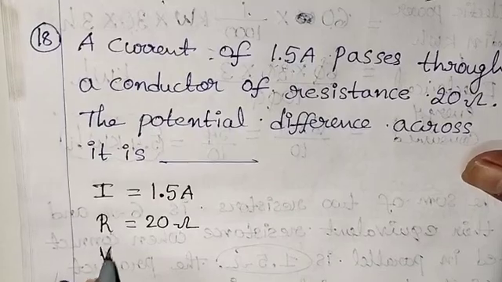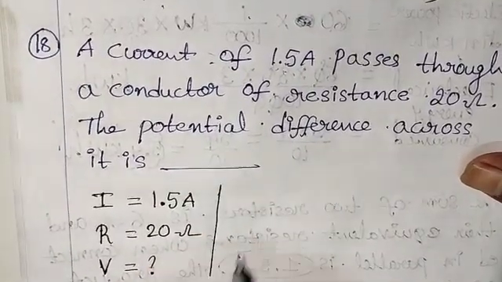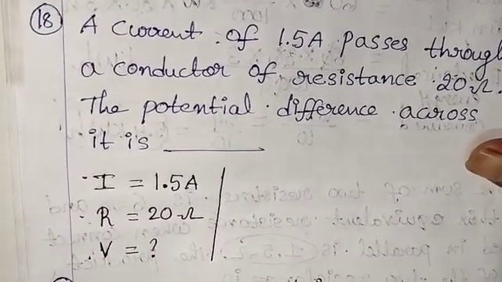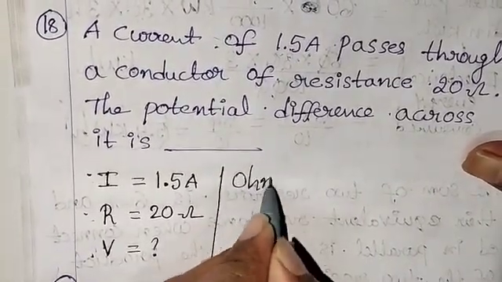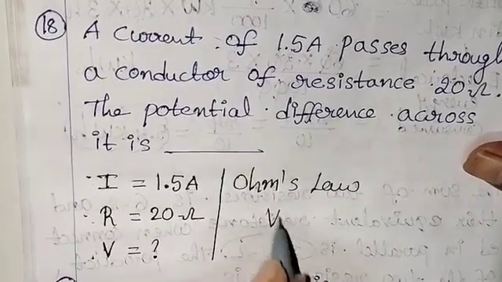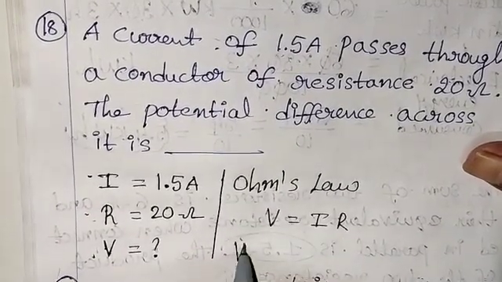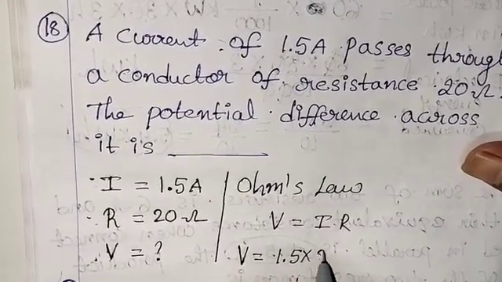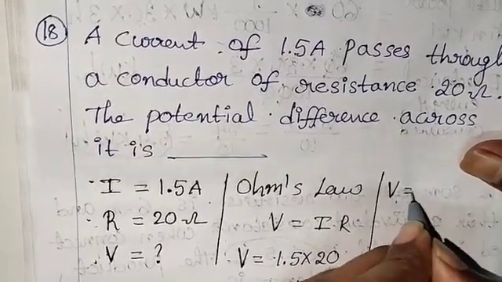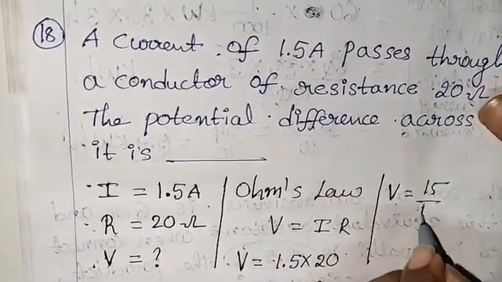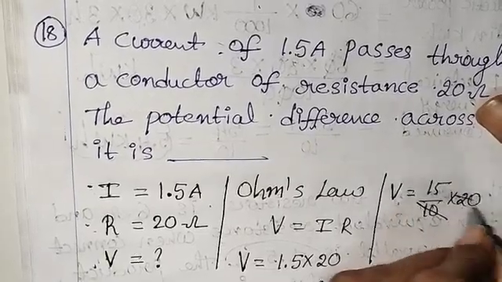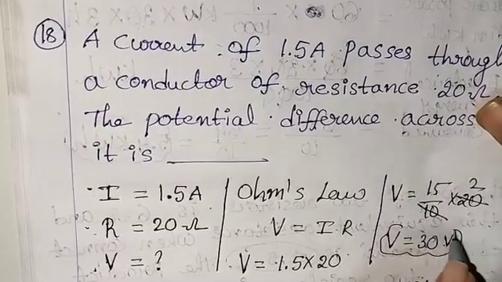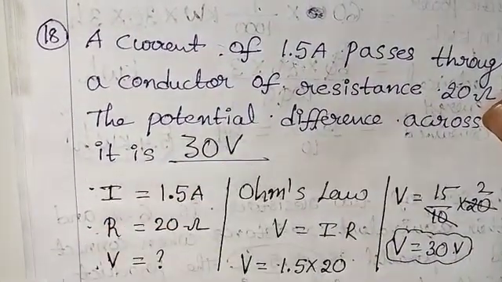Voltage is the question mark. So see, I, R, V. The IRV relation is Ohm's law. So according to Ohm's law, V is equal to IR. So voltage, or potential difference, is equal to I value 1.5 into R 20. So 1.5 means 15 by 10, into 20. 10 ones are 10, 10 twos are 20, 15 twos are 30 volts. So the potential difference is 30 volts.